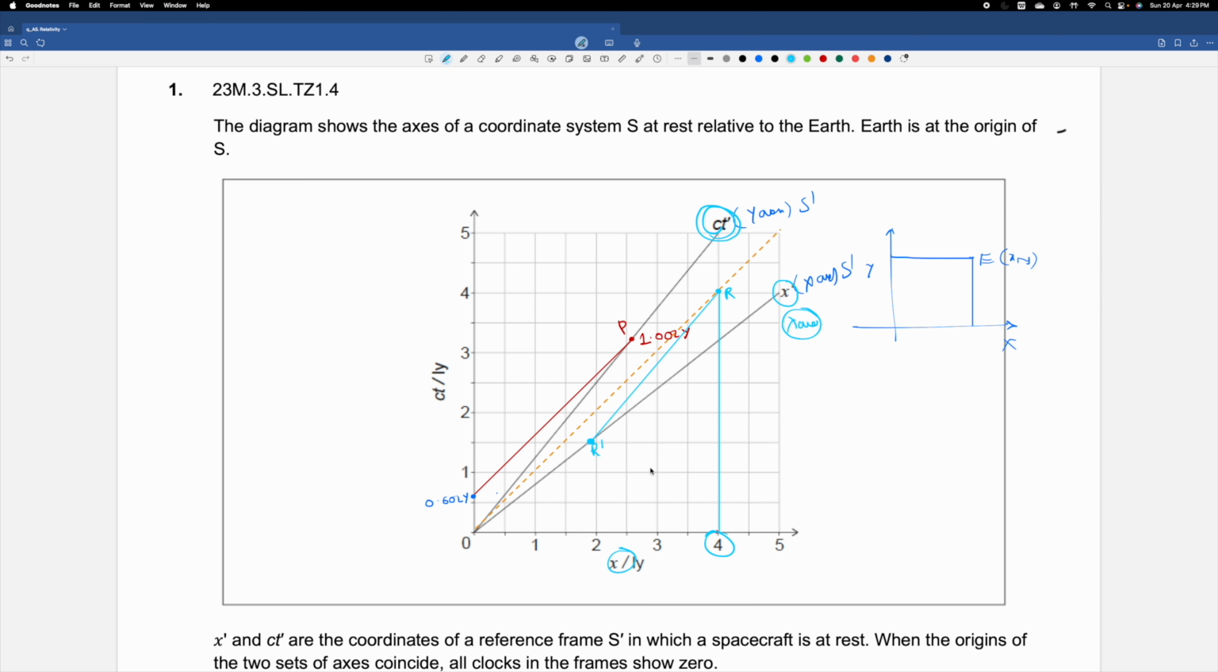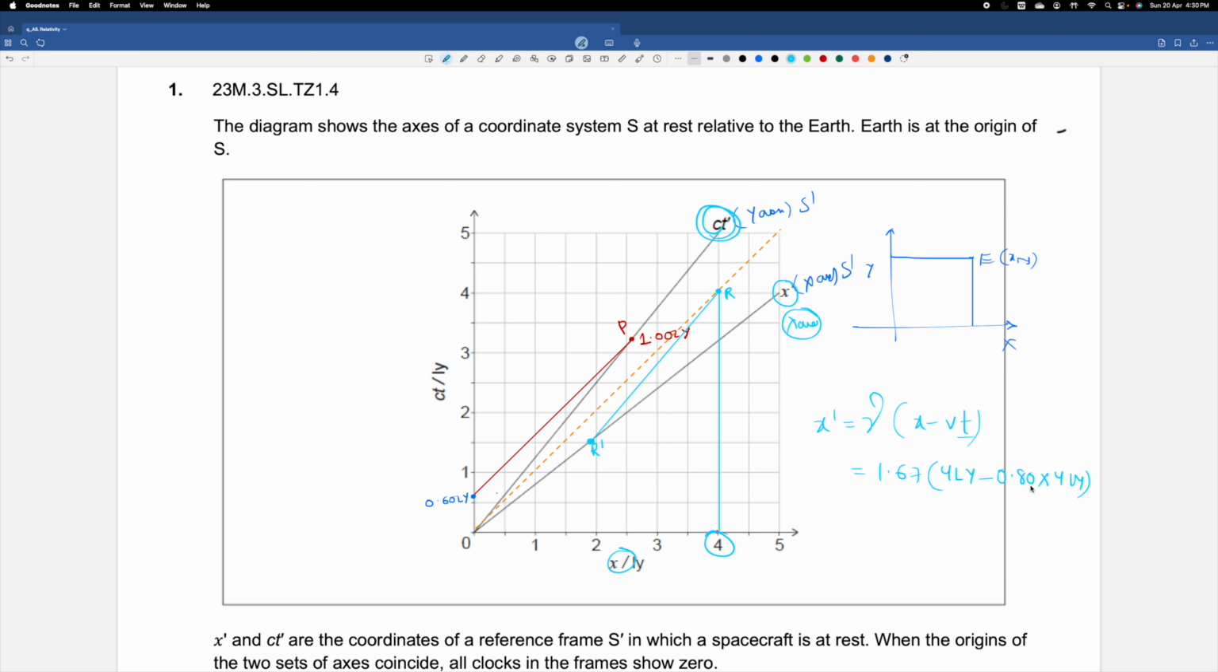Or maybe you can also use a Lorentz transformation to locate this coordinate. So what is the Lorentz transformation equation? x prime is equal to gamma times x minus vt. The value of gamma, which was calculated previously as 1.67, and x is 4 light years, minus the speed with which the spacecraft is moving, 0.80 c, times the value of t, which is 4 light years.